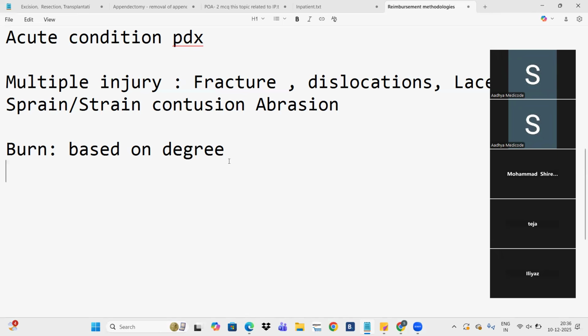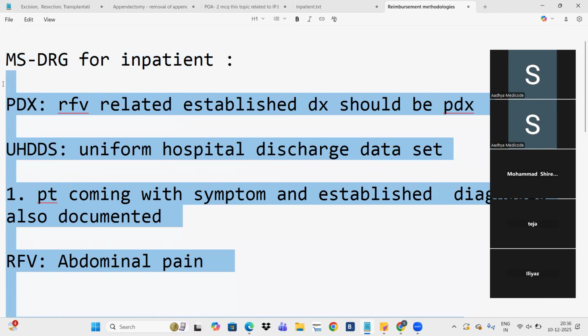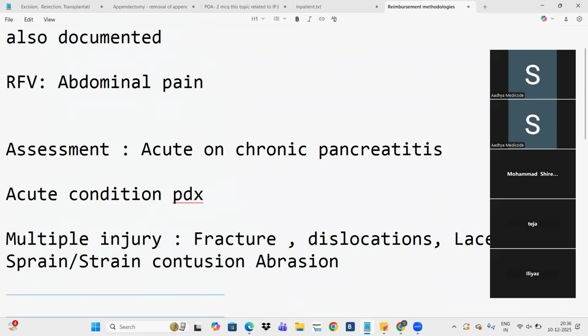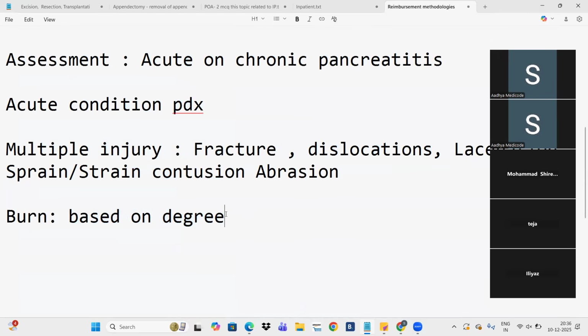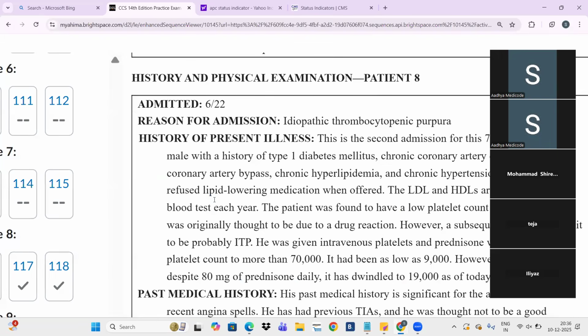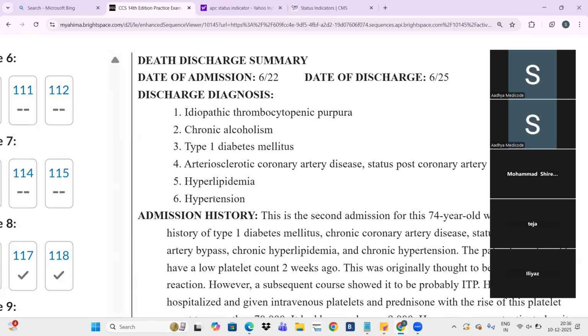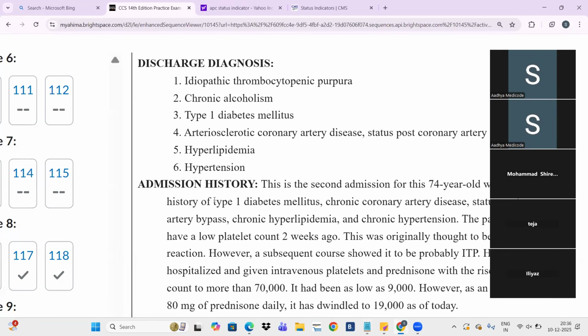So selection of PDX is clear, right? After the PDX, all remaining diagnoses should be considered as SDX. That's it. Now, based on your knowledge, you can identify the PDX here. This is the documentation. They gave the discharge diagnosis, 6 diagnoses.